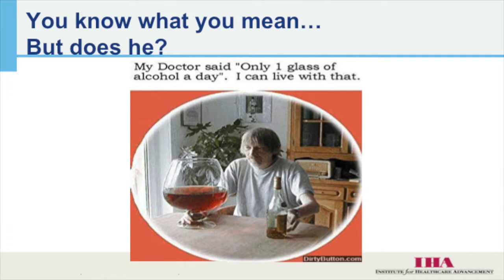My doc says 1 glass of alcohol a day. I can live with that. Yikes.